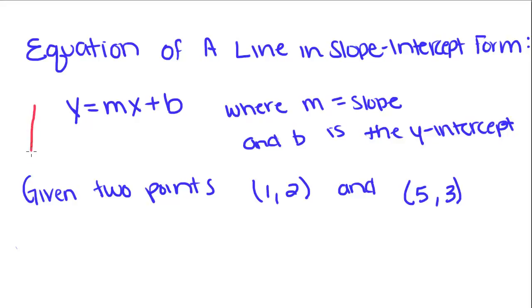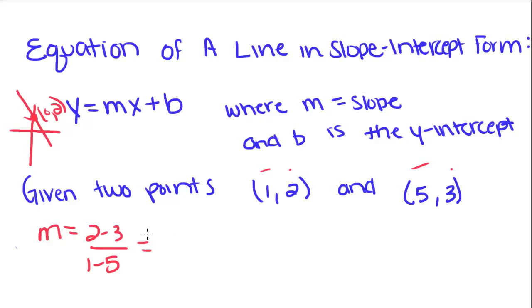And the y-intercept is the place on the graph where the line hits the y-axis. So this one, the y-intercept would be (0, 2). So given 2 points, (1, 2) and (5, 3), we're going to write the equation of a line. So the first thing we have to do is find the slope. So m is equal to y2 minus y1 over x2 minus x1. So 2 minus 3 is negative 1 over 1 minus 5, which is negative 4.